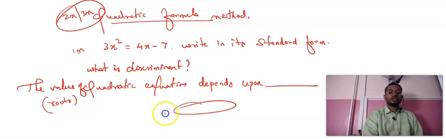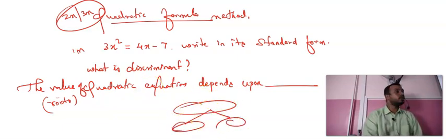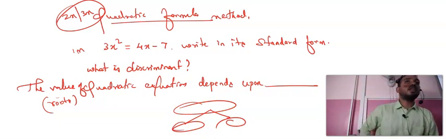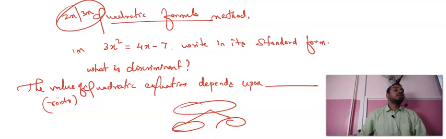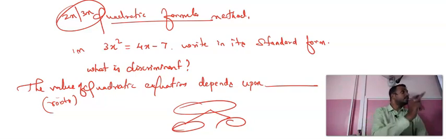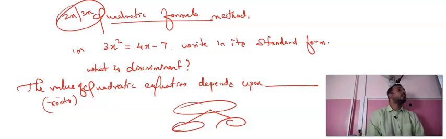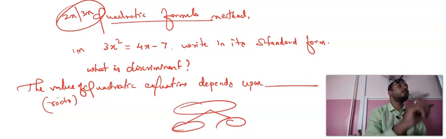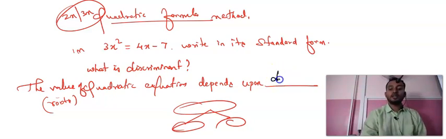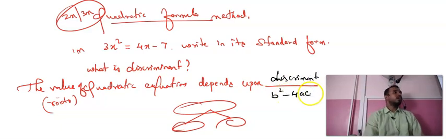Look, child, whenever you solve a quadratic equation, you get two roots, correct? Maybe x equals 2, x equals minus 3, something like this. Two answers you get, right? These two answer values depend upon what? The roots of the quadratic equation depend upon, very important question, the discriminant. That's nothing but b square minus 4ac. The roots of the quadratic equation depend upon b square minus 4ac, that is the discriminant, remember.